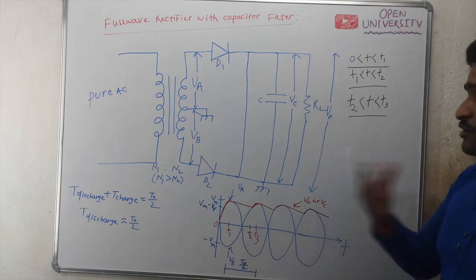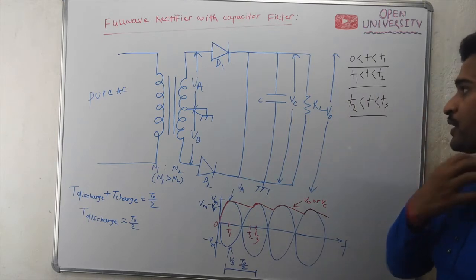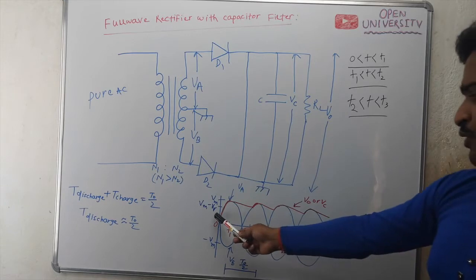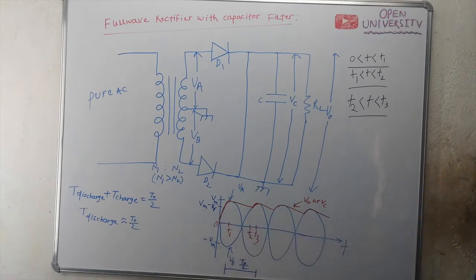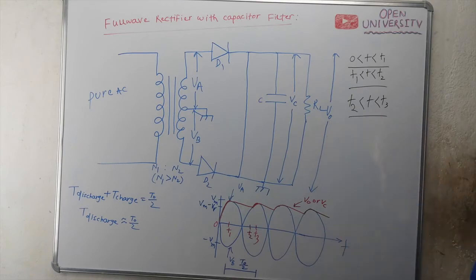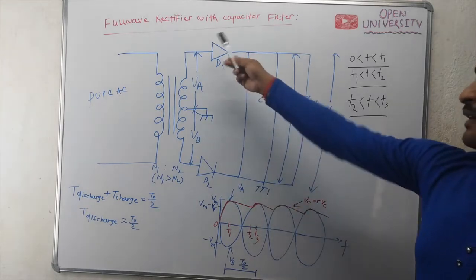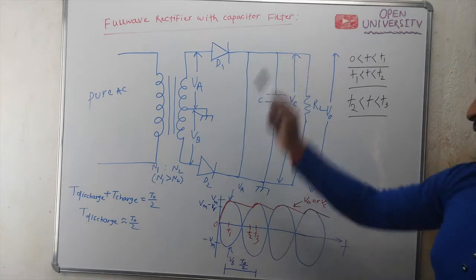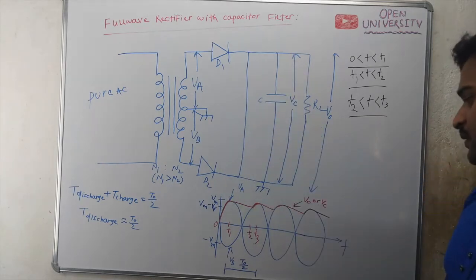Then we will be discussing some formulas, like what is the peak to peak ripple voltage, what will be the formula for VR. Then we will be calculating the DC output voltage, the ripple factor, and also the angle of conduction, and the average diode current and peak diode current. We will be deriving those formulas.